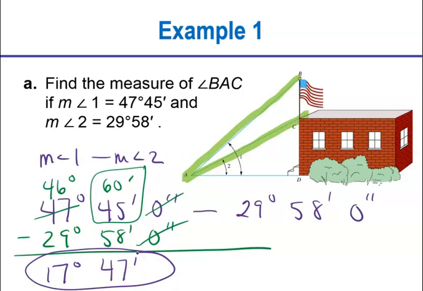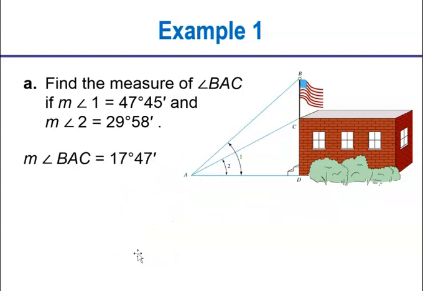And I have it typed up for you, but it doesn't go into all of this detail, so that's why I wanted to show it to you by hand. But here's the typed up version. It just says the measure of angle BAC is 17 degrees 47 minutes, but no explanation of how to get there. And so that's what the previous example did.